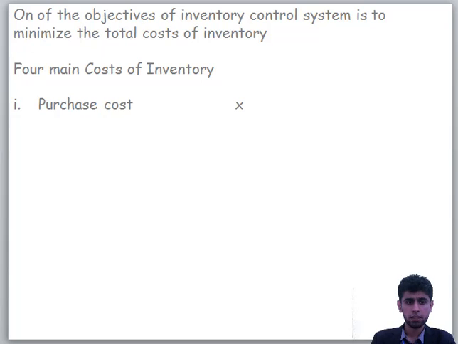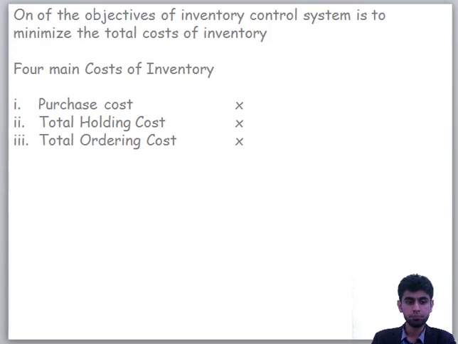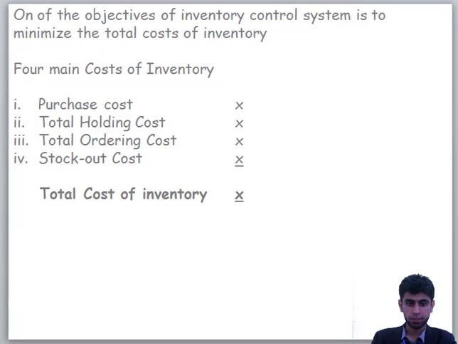The second cost included in the cost of inventory is your total holding cost. What is holding cost? After we have purchased the material, we store that material in our warehouse. We pay the warehouse keeper a salary, so all that cost is our holding cost. The third cost is your total ordering cost, and the last one is the stockout cost. If you add all of these four costs, you get the total cost of inventory.